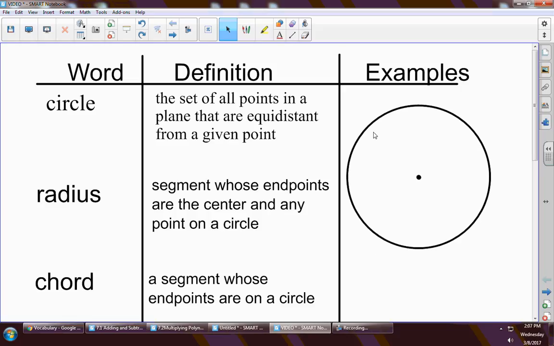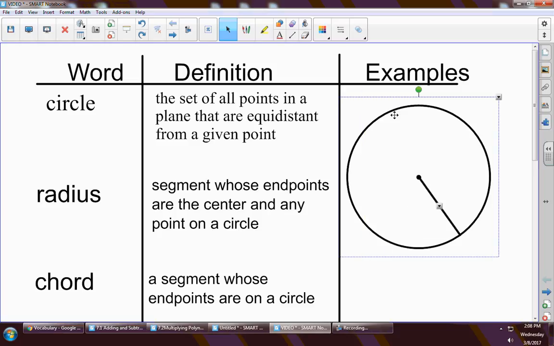We've got circle. Definition of a circle, the set of all points in a plane that are equidistant from a given point. That given point is your center point of the circle. A word that we should be familiar with is a radius, a segment whose endpoints are the center and any point on the circle. So as long as one of the points is the center and the other endpoint is on the circle, it will always be a radius.